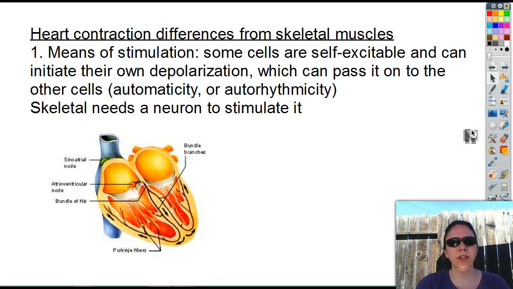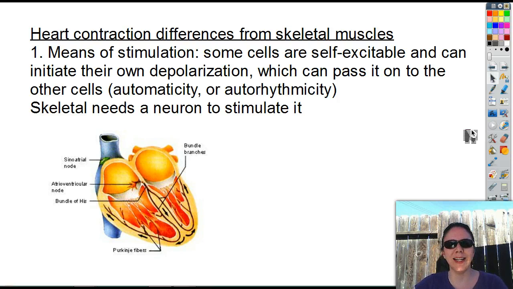Alright, so what are some differences between cardiac and skeletal muscles? First of all, how they get stimulated. Usually for skeletal muscles, every single cell needs a neuron, a motor unit attached to it. But in the heart, some of the cells can just go, and contract on their own. They don't need any outside stimulation. So some of the cells in the heart are self-excitable, and they can initiate their own depolarization, which can then pass it on to the next one, and so on and so on.